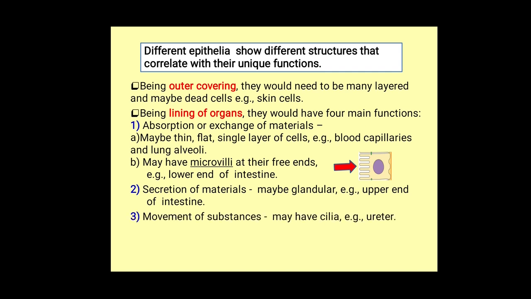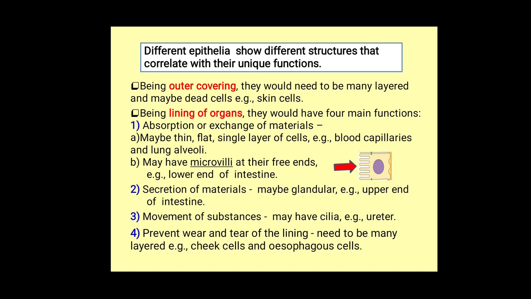Sometimes when it is in the lining, there can also be movement of materials. So in that case the cell may have these structures called cilia. Small hair-like structures are there and they help in the movement of materials. For example, in the ureter, it helps move the urine.